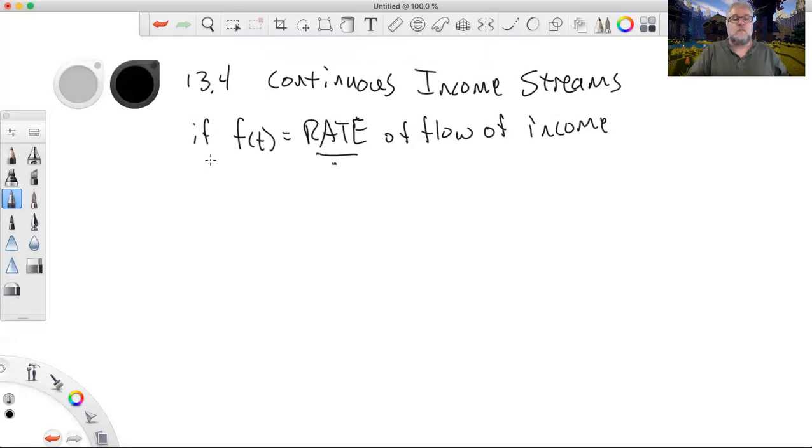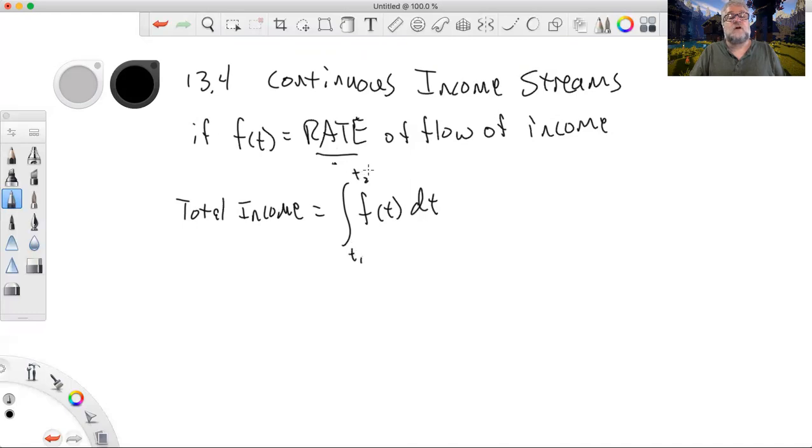Okay. So if I want to know the total income from this flow of money, I'm going to integrate it from some time value to some new time value. That's supposed to be a 2. Okay? This is going to be our equation.